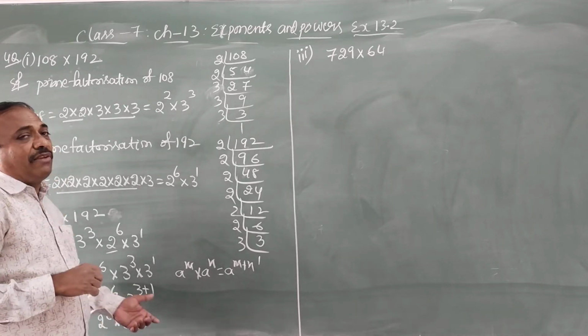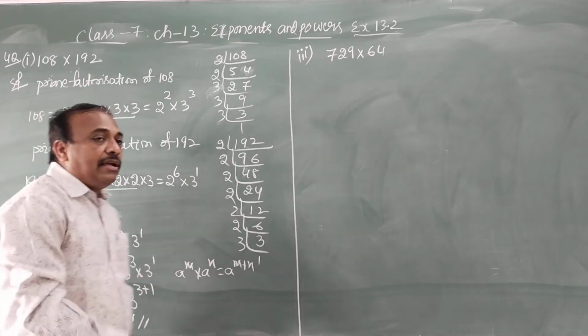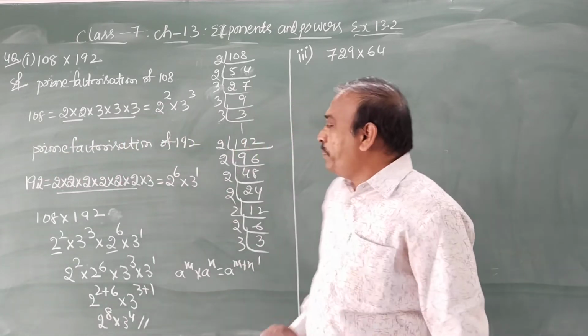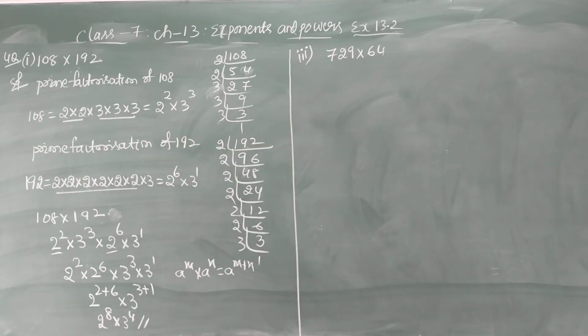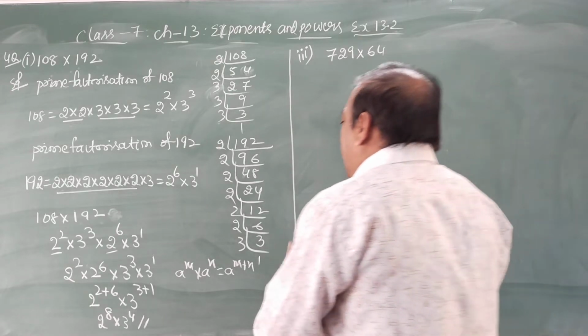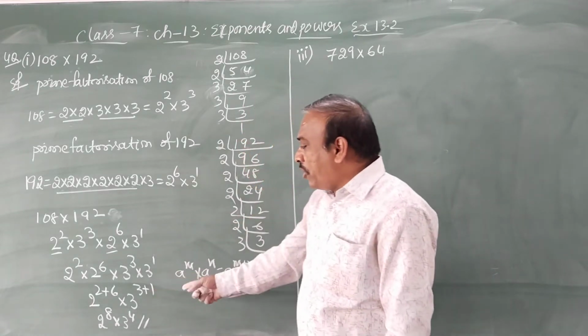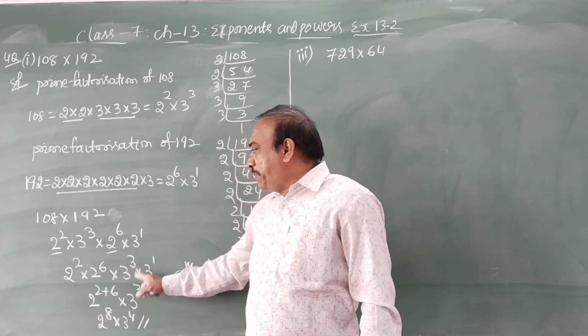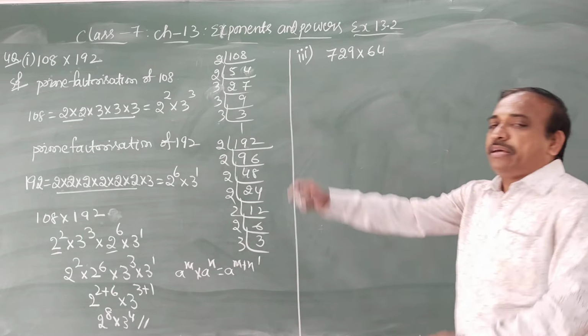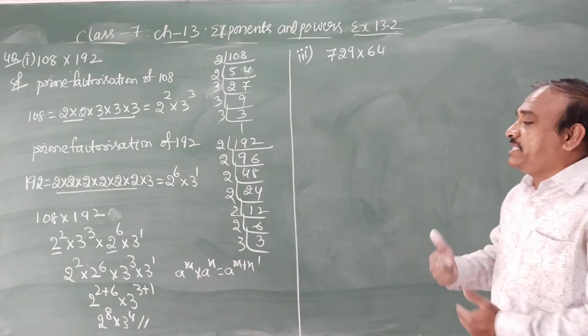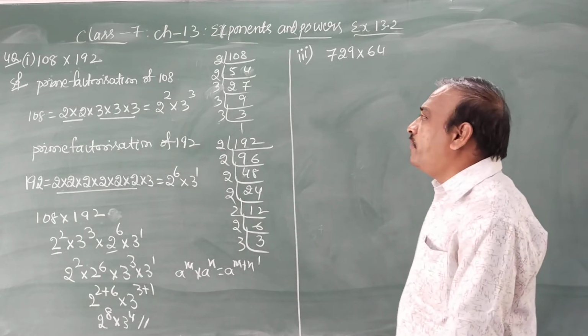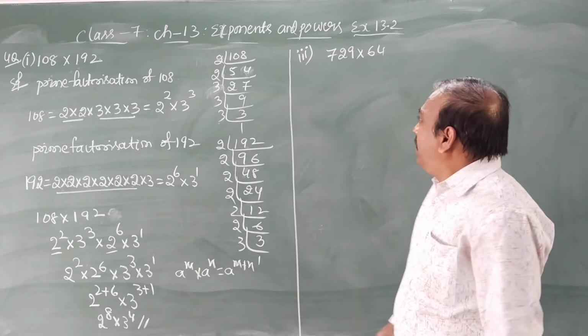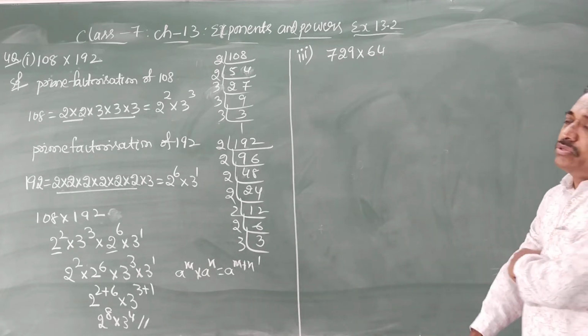So the exponential form of this product is 2 to the power 8 into 3 to the power 4. Always check whether the prime factorization is simplified till the end and all the prime factors are included. 2 plus 6 is 8, and 3 plus 1 is 4. That is the prime factorization expressed in exponential form. Is it clear? Let us see 729 into 64.